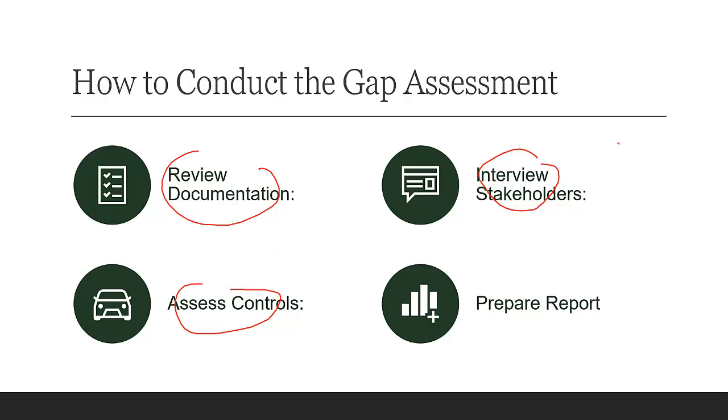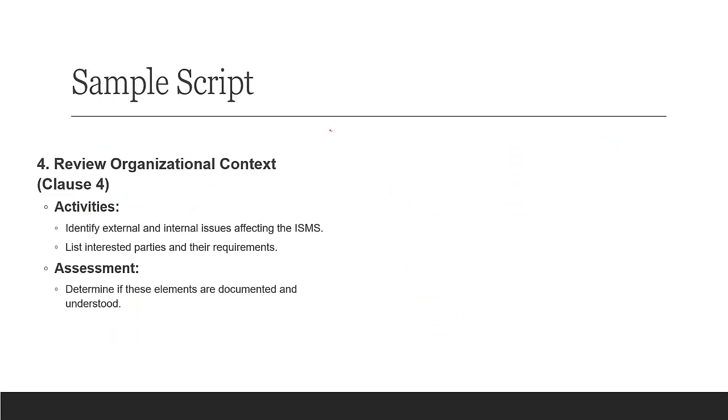So we have some sample scripts which give you better visibility. Let's say, for example, I have clause 4. I want to verify that the organization context is there in the system. So the activity I'm going to do is identify the external and internal issues affecting the ISMS, and we list the interested parties and requirements. That is the activity we have to do. Now the question is what I need to assess. I have to check whether anything has been documented, whether internal and external issues have been documented in any email. This way, I can verify clause 4 is there.